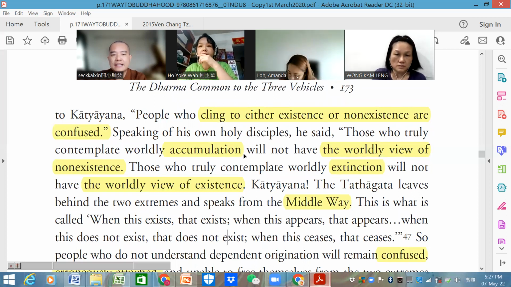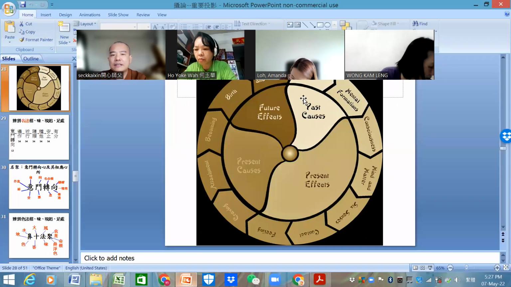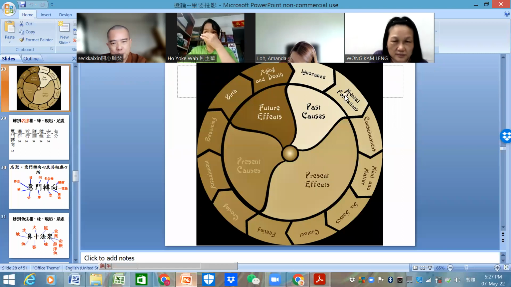If you understand the accumulation, because we mentioned there are the four noble truths, right? By knowing the accumulation, then this is the extinction. Extinction is the noble truth of Ku Ji Mie, the third one. This is the second one, Ji Di. By knowing the accumulation, you won't have the worldly view of non-existence. Because why? You see, class, if you understand that there are ignorance and mental formation, there must be a next life. There must be an existent one.